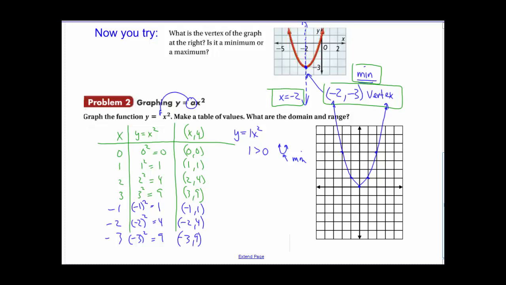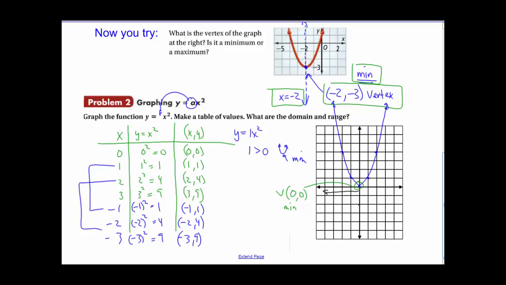By graphing those and connecting the dots, we now have a parabola that opens upward and has a vertex right here in this green. Our vertex is (0, 0), and it is a minimum. What we have to figure out is the domain and range of this. Remember, domain is our set of x's. If I start at the vertex, here at (0, 0), and go this way to the left, how far can I go to the left and still go up to some point?